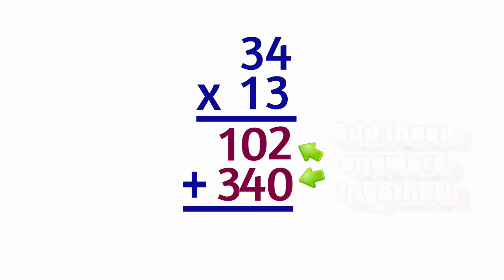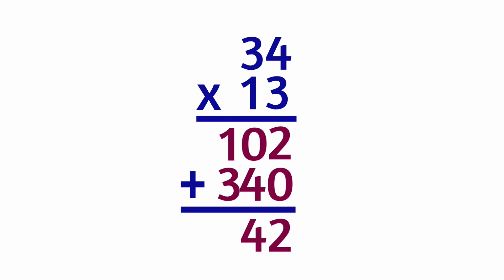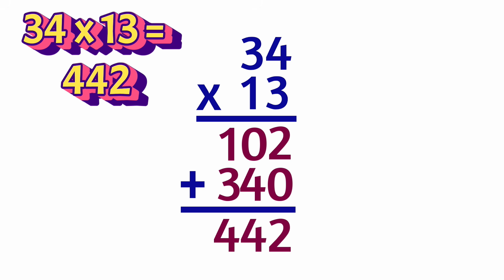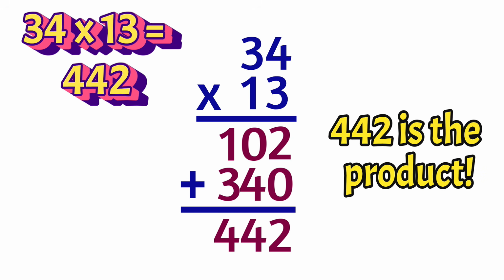2 plus 0 equals 2. 0 plus 4 equals 4, yeah. And 1 plus 3 equals 4. That's right. And we have our answer, 442. 34 times 13 equals 442. 442 is the product. Amazing.